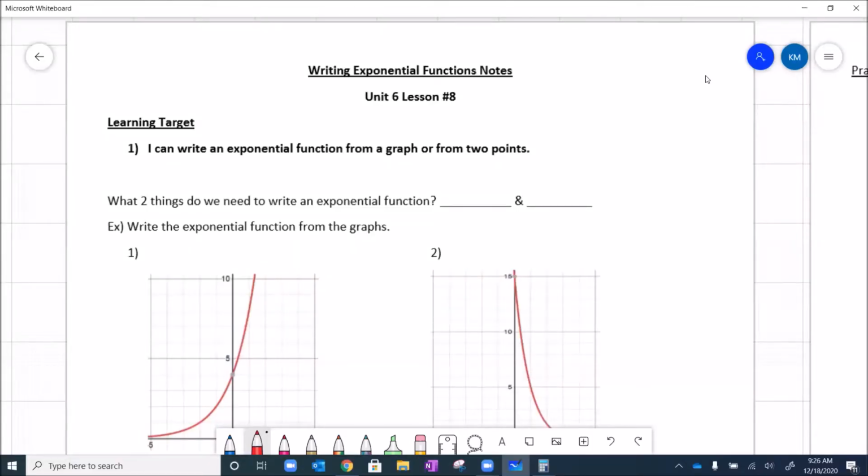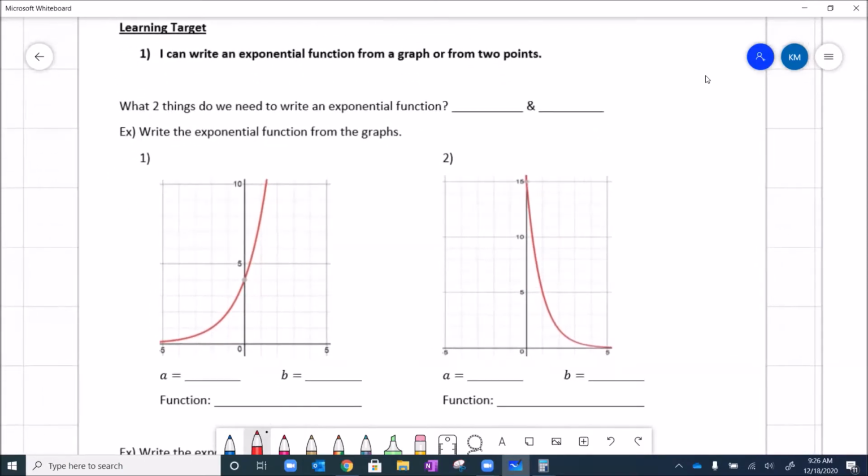Today we're looking at writing exponential functions notes. At the end of this video, you should be able to write an exponential function from a graph or from 2 points. Okay, remember that there are two things we need to write an exponential function.